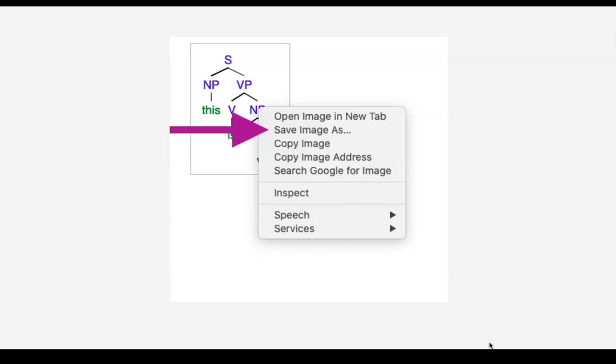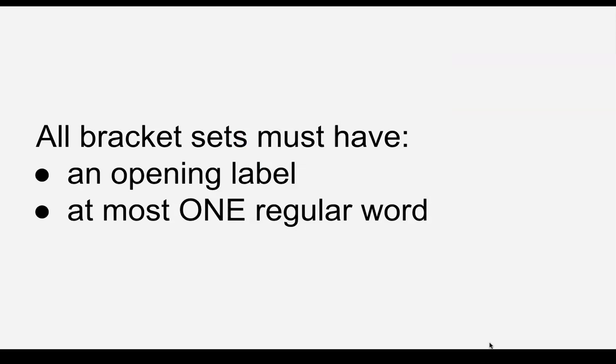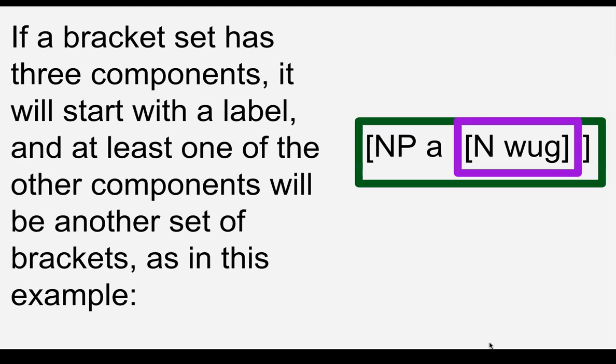As you're branching off into your own trees, keep these tips in mind. All bracket sets must have an opening label and at most one regular word, just like all of the parts of your tree have a parent label and at most one terminal node that is a word. If a bracket set has 3 components, it will start with a label, but at least one of the other components on the right will be another set of brackets, as in our NP A WUG example.